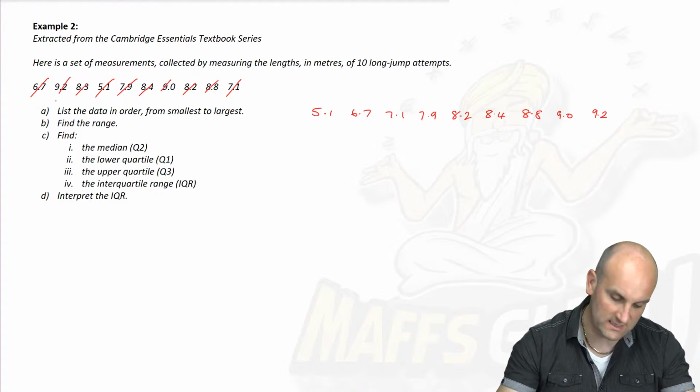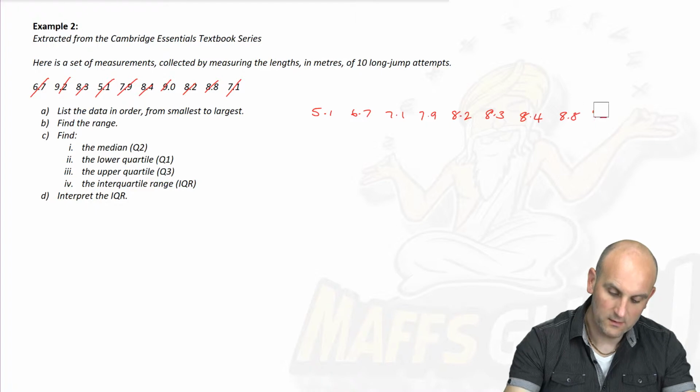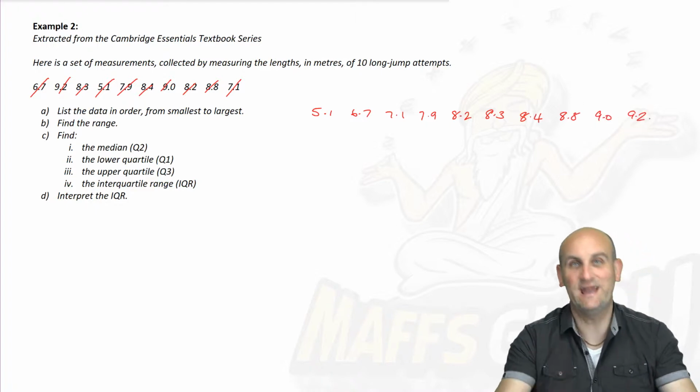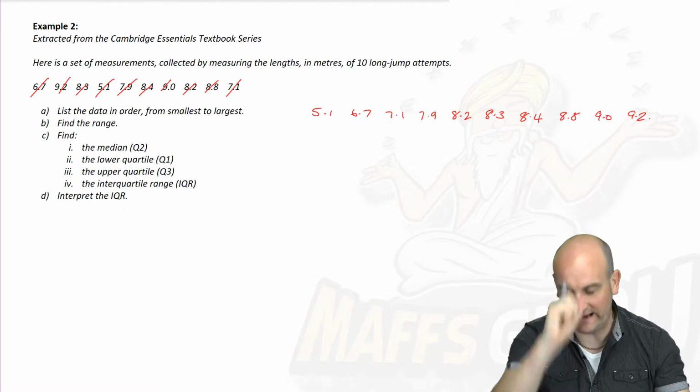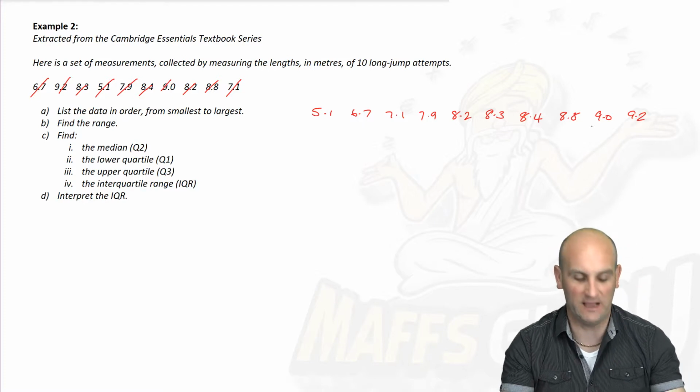Oh no, I've crossed an 8.3 off. So 8.3, 8.4, 8.8, 9.0, and 9.2. And again, by crossing off those values, it's actually made life easier for me. 1, 2, 3, 4, 5, 6, 7, 8, 9, 10. I'm just going to check I've got those 10 data items and I'm done.